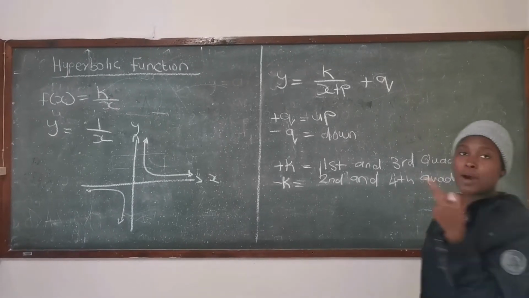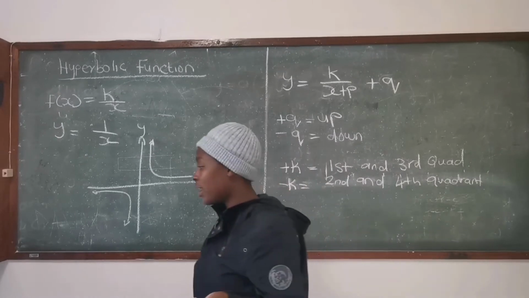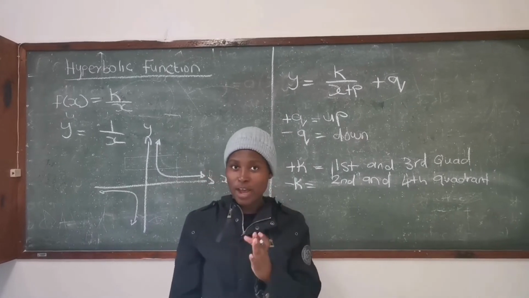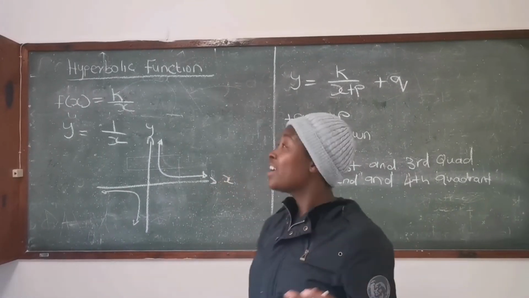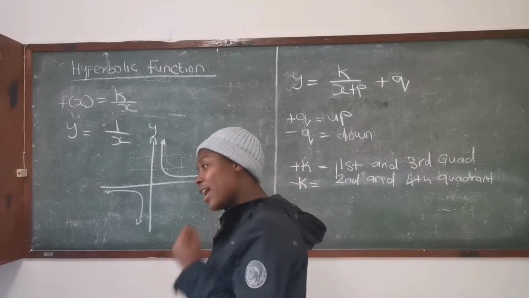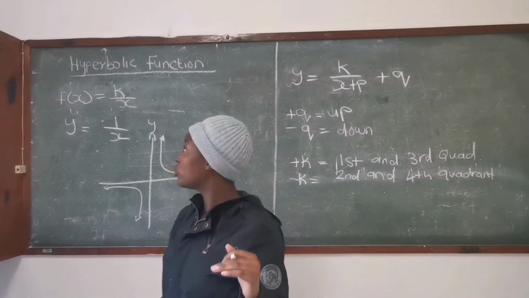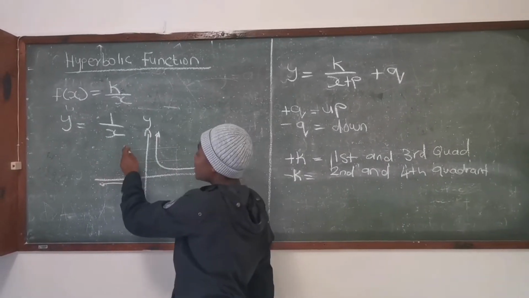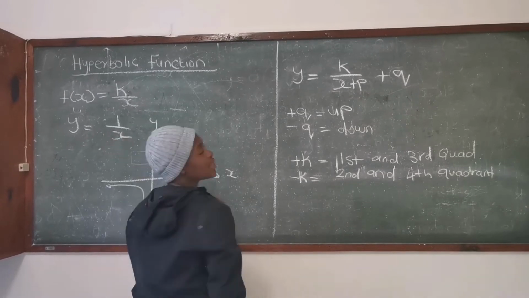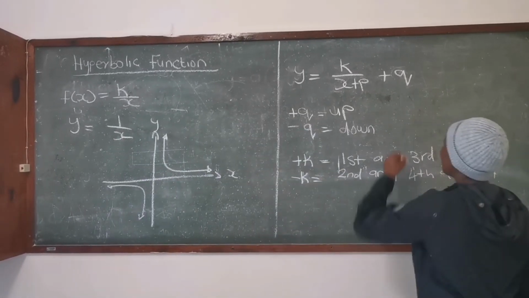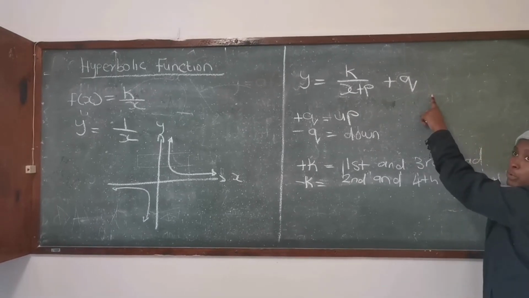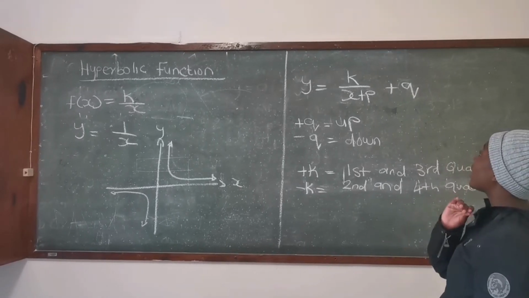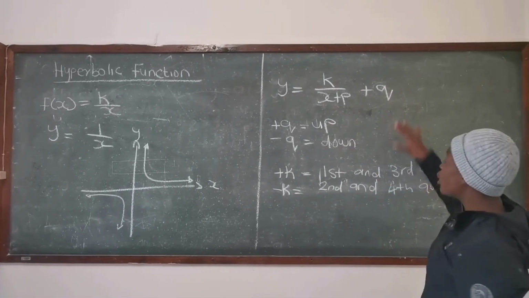Not forgetting that our graph consists of asymptotes. Some of you might ask, what is an asymptote? An asymptote is a line that our graph will approach, but it will never touch. No matter how the graph increases, it will never touch the asymptote. On the first graph that we presented here, our asymptotes are 0 and 0, because asymptotes are determined by the value of p and q.